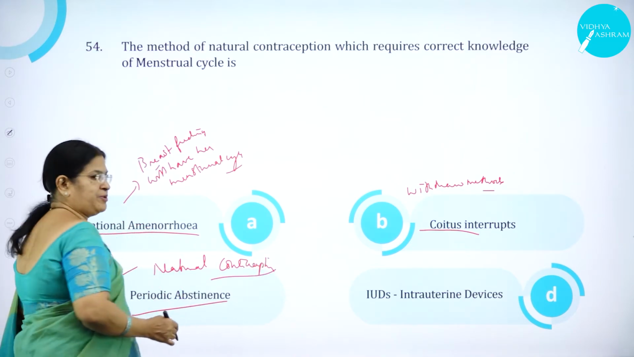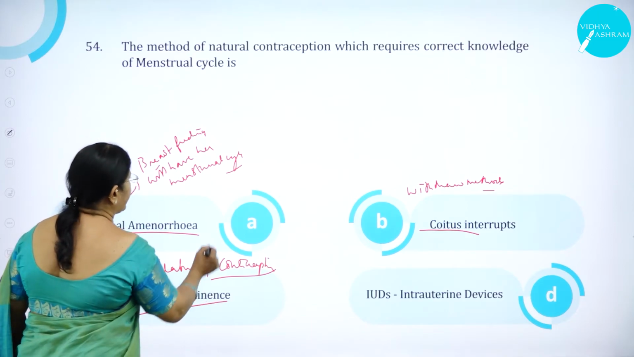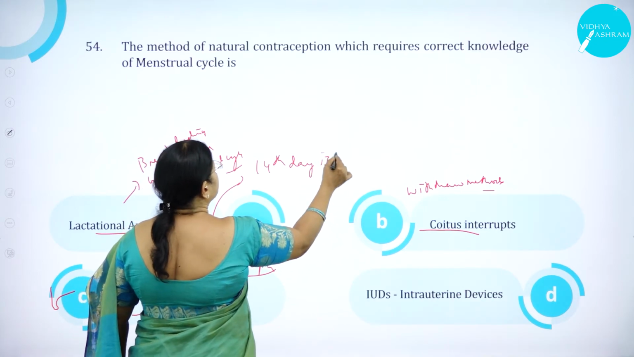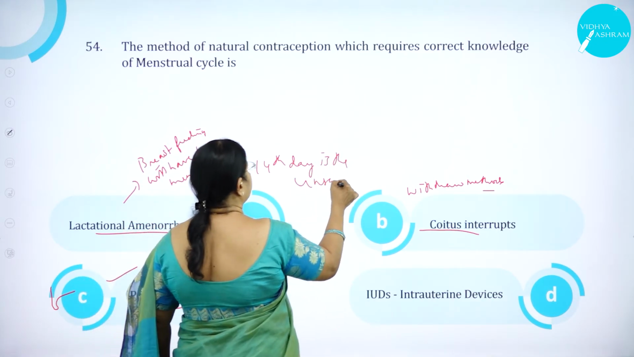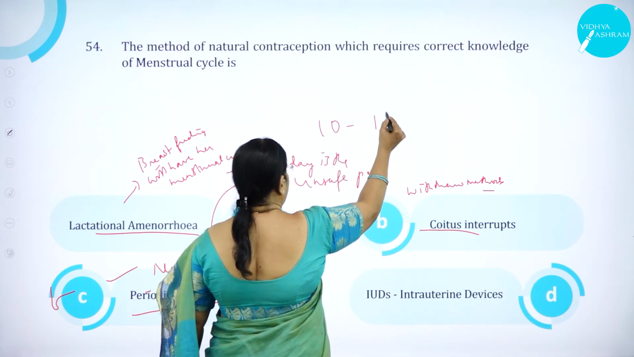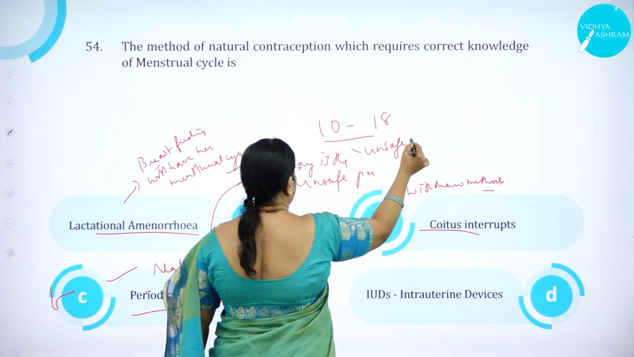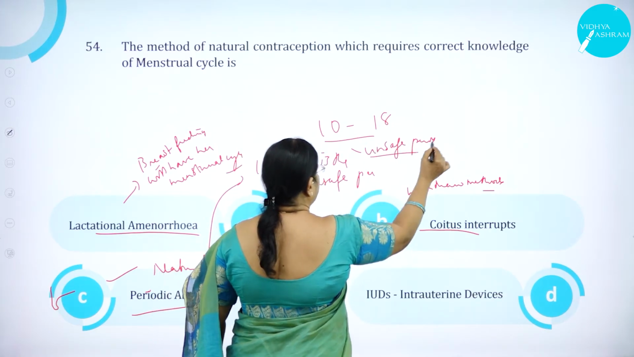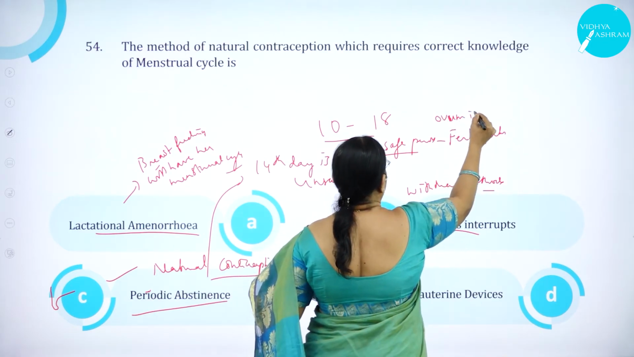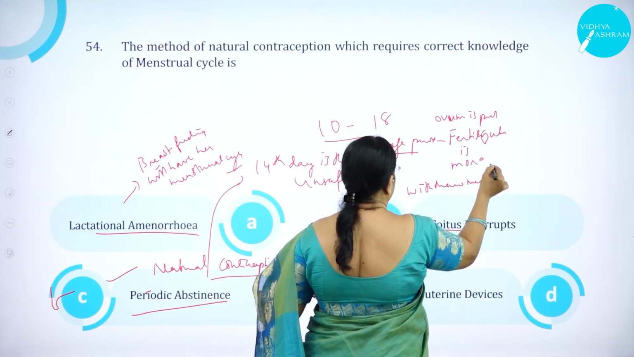What do you mean by contraceptive? The methods which will avoid unwanted pregnancy. So what is periodic abstinence? As I already said, 14th day is the unsafe period. So 10 to 18, you can call it as unsafe period, where chances of fertilization is quite common. Fertilization, when the ovum is produced. So chances of fertilization is more.